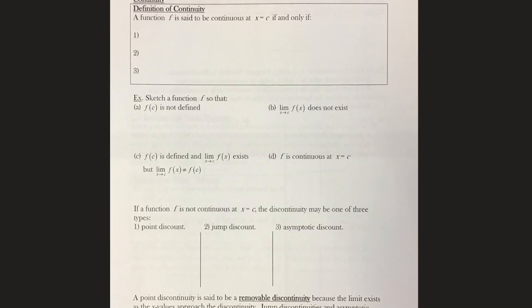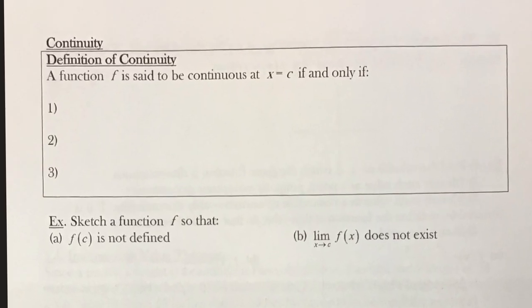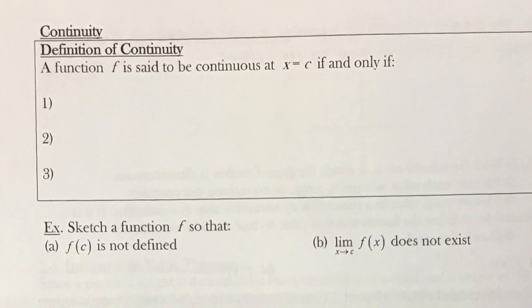Okay, so let's talk about continuity, right? In continuity, we have three things that must be true. Anytime you're saying that a function is continuous, you have to have these three things. You can do them in any order you want to. But first, we need to make sure that the value is defined, right? The function actually has a y value at that x value.